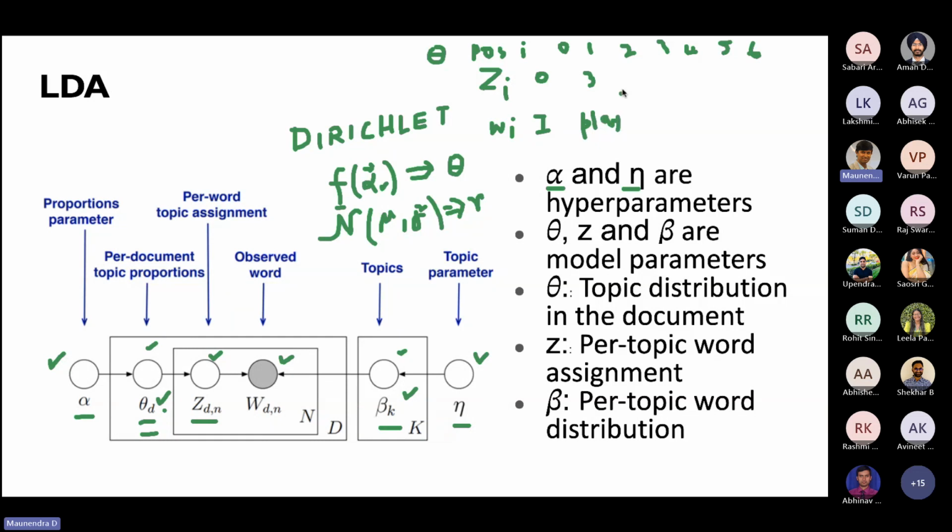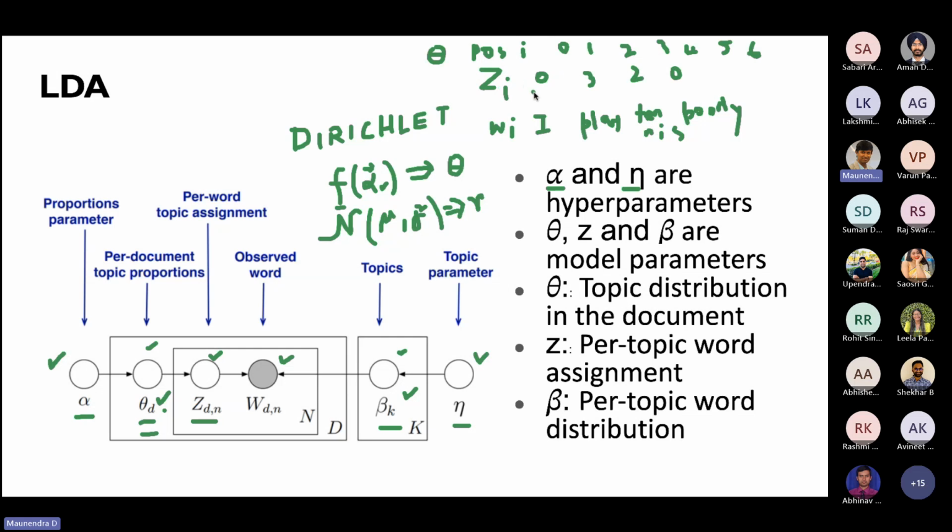Now for the third position, we generate a topic. Suppose the zi becomes topic 2. For this topic we generate a word. Suppose we generate tennis. Then for the next position, again we generate a topic. Now suppose the sampled topic is 0. For topic 0, I generate a word. Suppose it says poorly. And like that. Now is it clear?